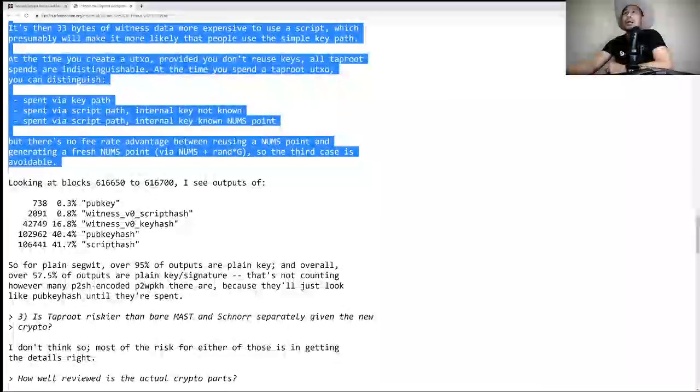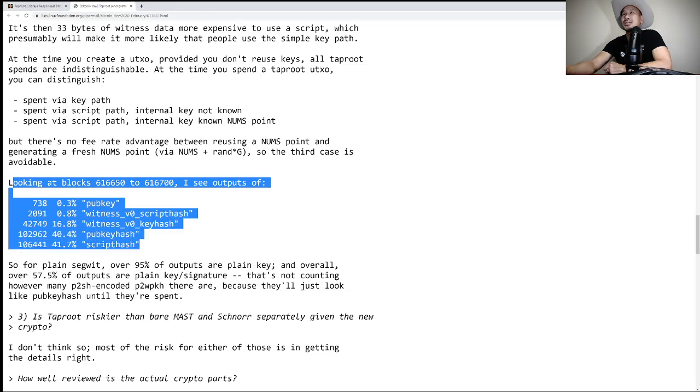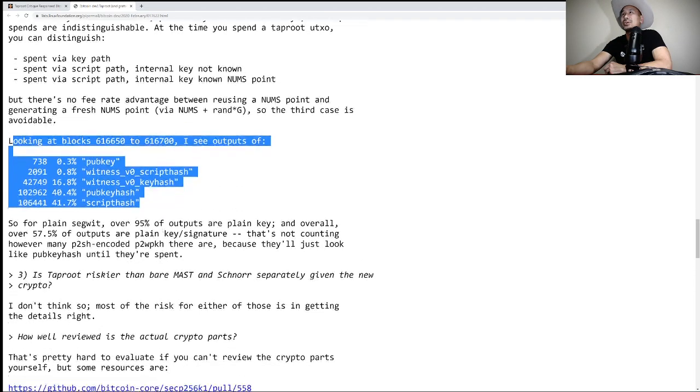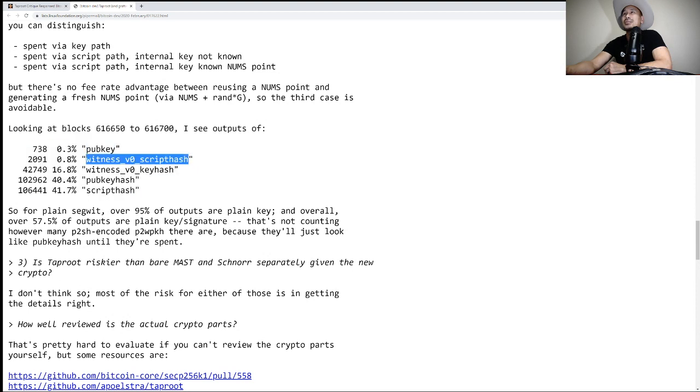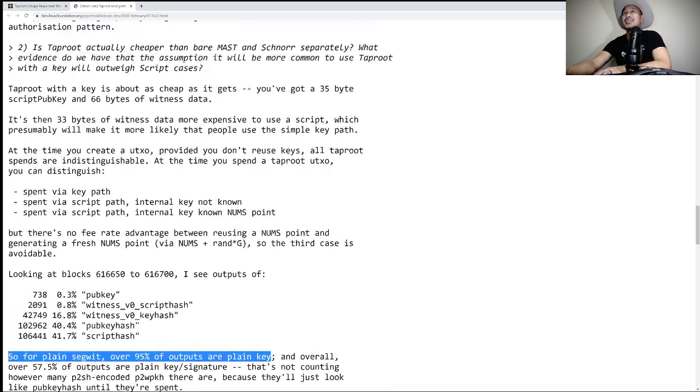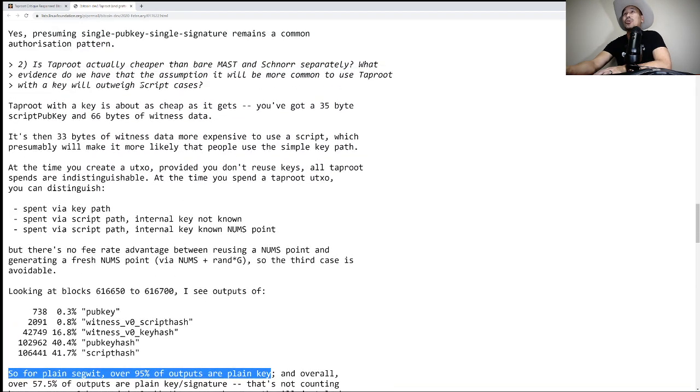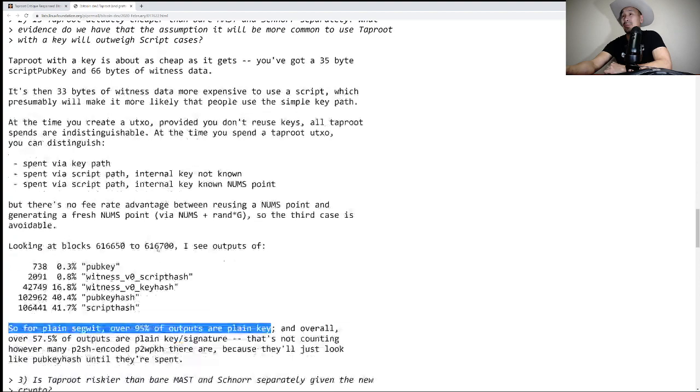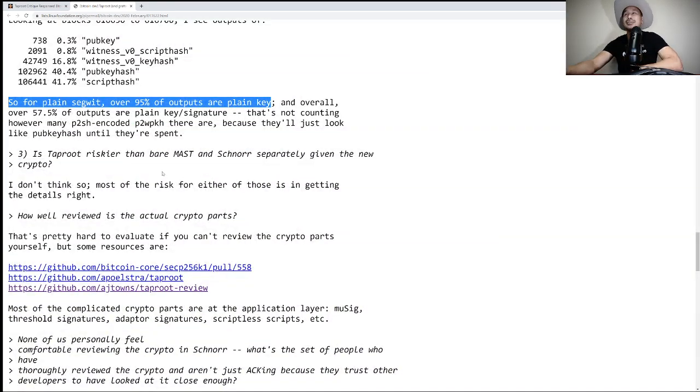It's calculated. Looking at blocks 616650 to 616700, I see outputs of pub key, witness script hash, witness key hash, pub key hash, script hash. So for plain SegWit, over 95% of outputs are plain key. So that's a vast majority of single key outputs. So this is by far, right now at least, the most used case. And what he's arguing is that's the justification for why you want to prioritize the single key. A key will outweigh the script case. Yeah, I mean, he's showing stats to back up his point.